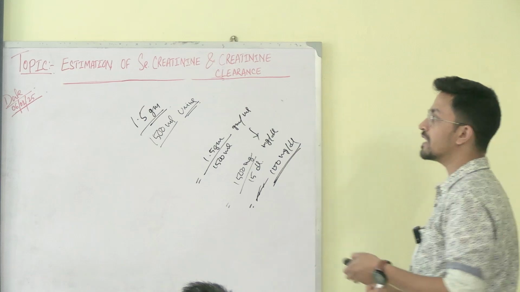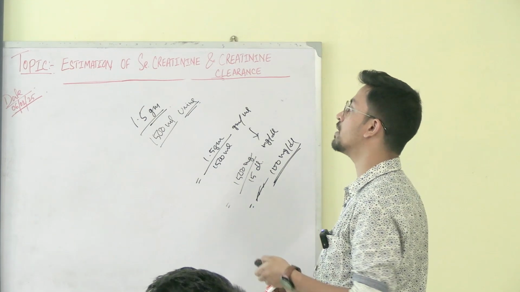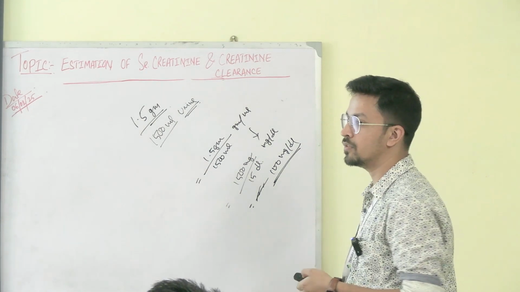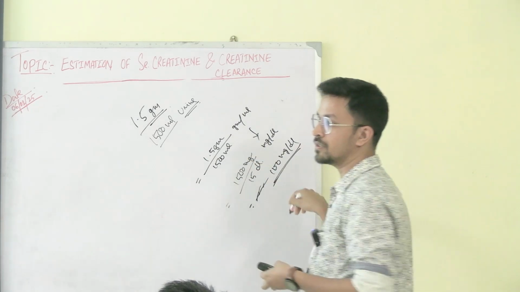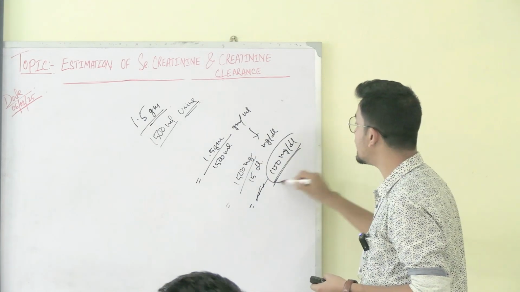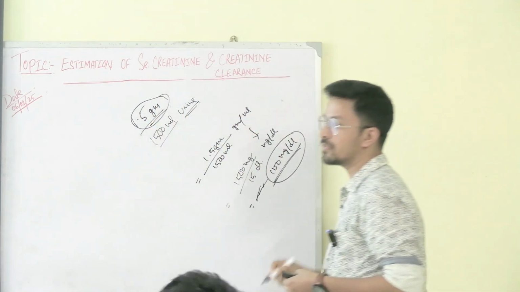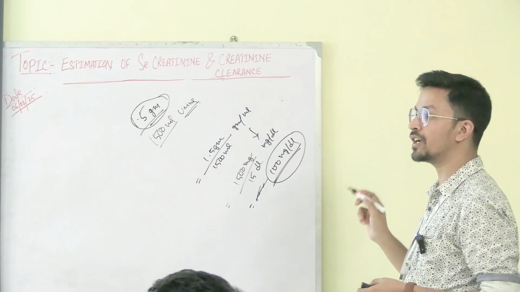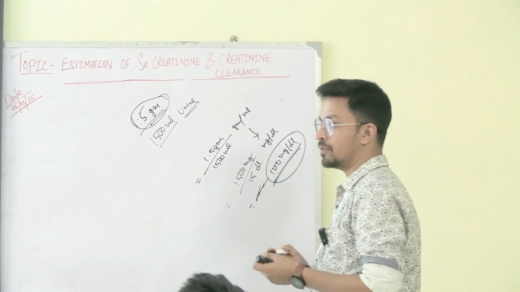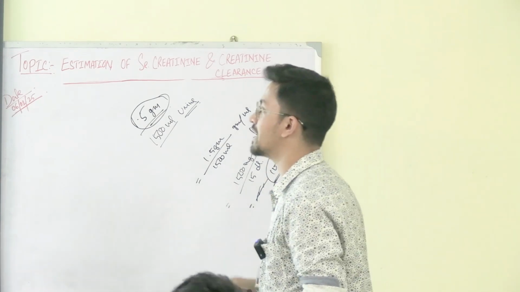So if you are thinking about 1.2 gram per day, how does this come? That is what the explanation is. Now, why do we need it in mg per deciliter? Why cannot we use 1.5 gram per day? You will get to know that when we go into clearance. When we go into clearance, I will explain that part.